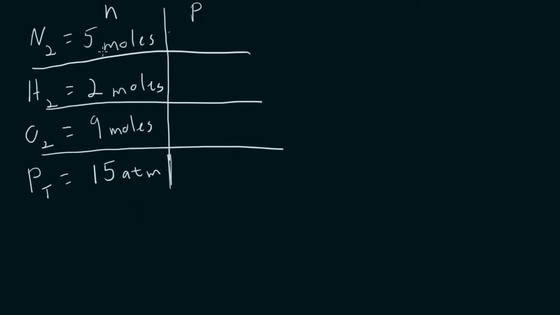So what's going to be my total number of moles? Well, for that, it's very simple. It's just going to be the number of each of those moles added together. So it's just going to be 5 plus 2 plus 9, which is going to be 16. Right? So my total number of moles is 16. And so now I can easily figure out the partial pressure of each of these gases by going, all right, I want to know the pressure.